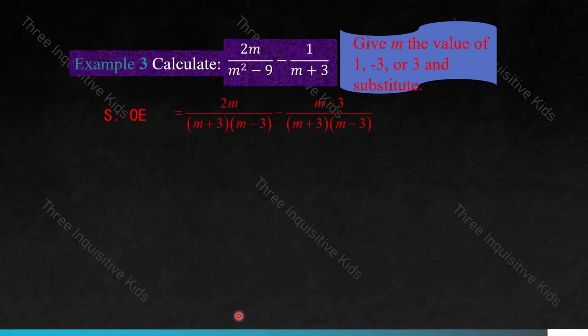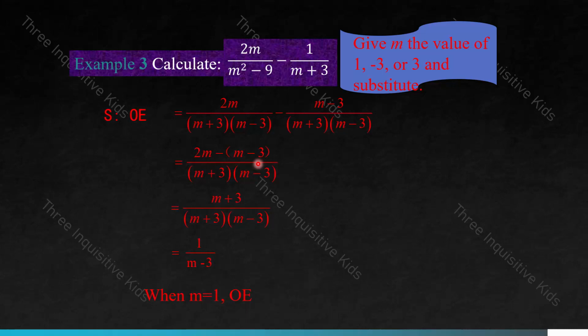Well, I'm just going to first simplify. Whenever we are doing problems like this, we always want to simplify the expression first before substitution. So we can first factor the denominator of the first fraction, and then after subtracting, we have 1 over m minus 3. I'm choosing to give m the value of 1.